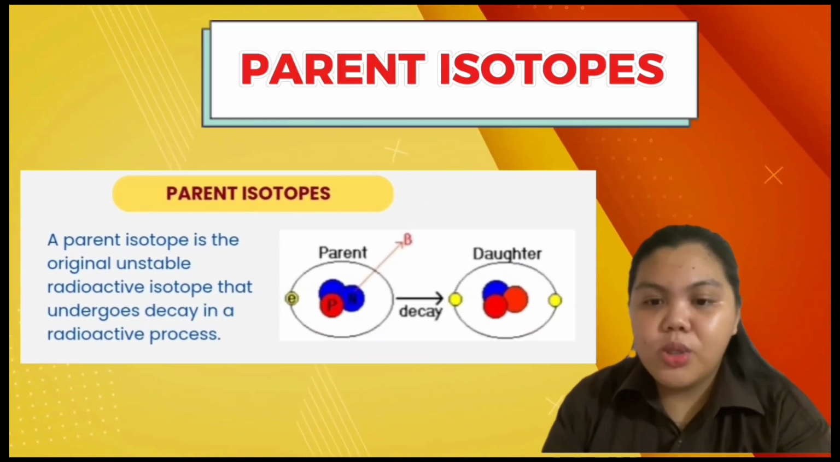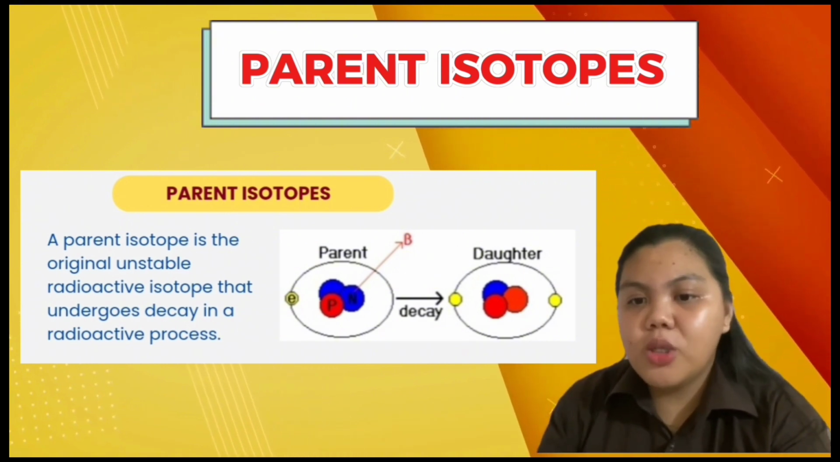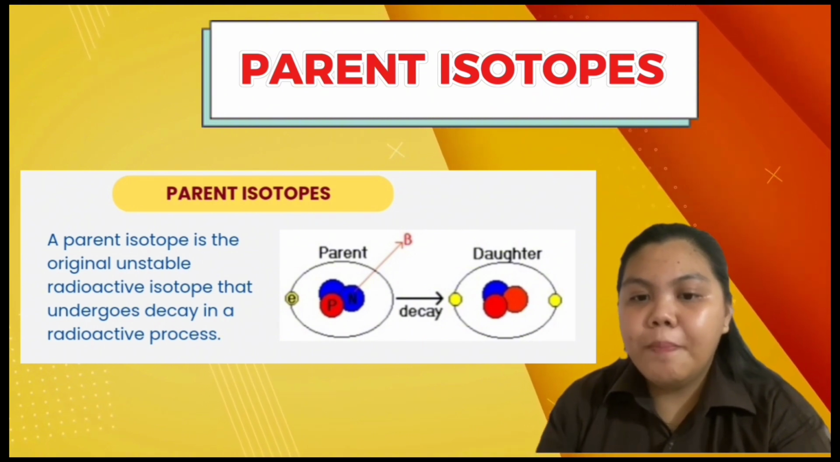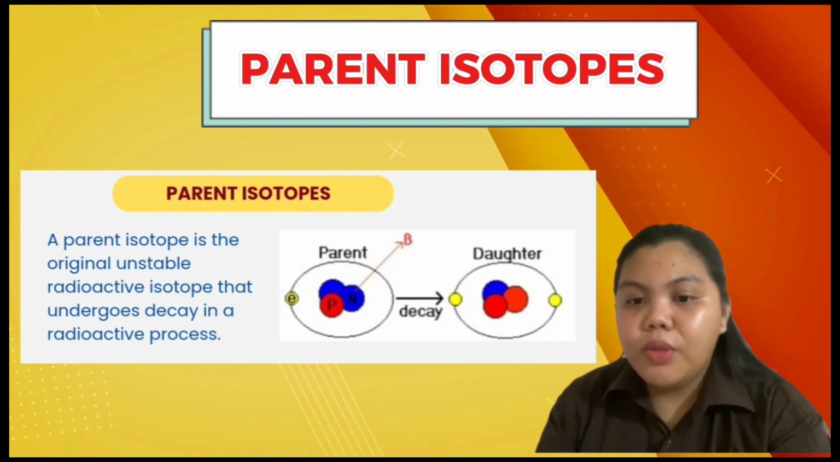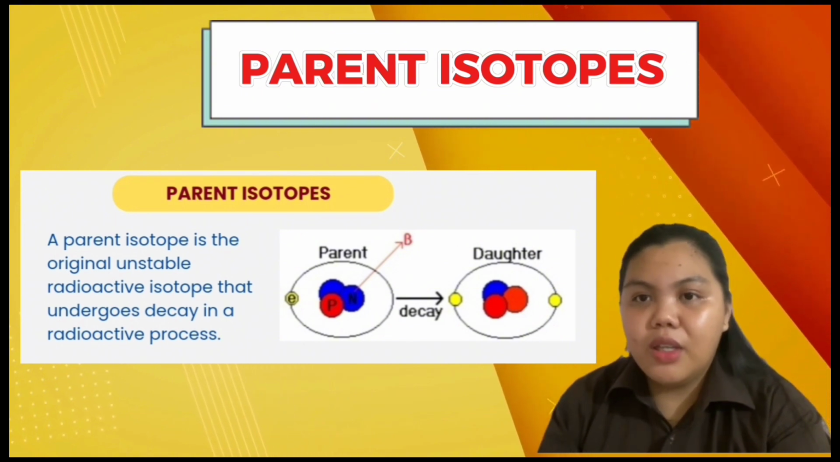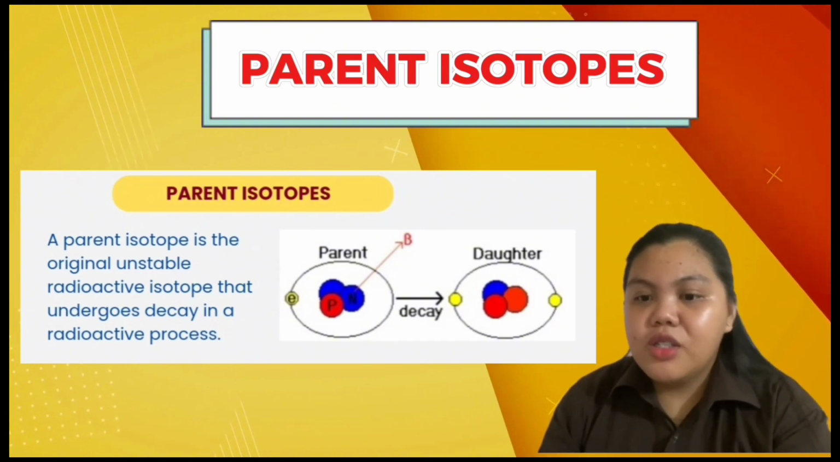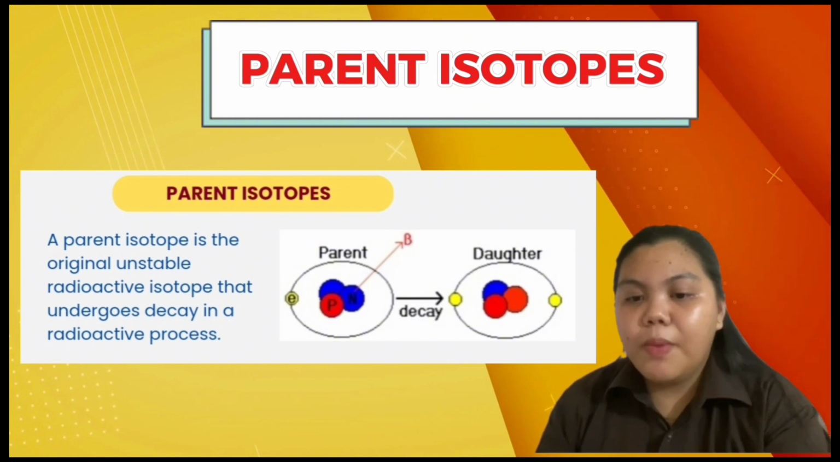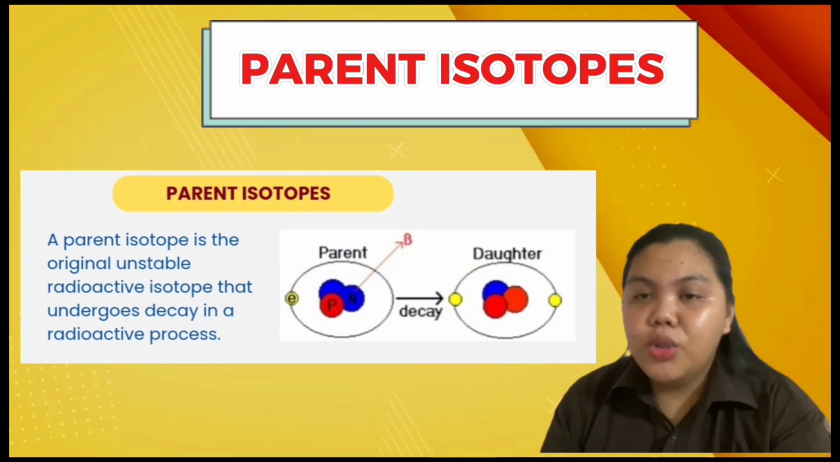In line with the radioactive decay series are the parent isotopes. What is a parent isotope? A parent isotope is the original unstable radioactive isotope that undergoes decay in a radioactive process. The parent isotope transforms into a daughter isotope, which may be stable or may further decay if it's still radioactive. One of the examples that I mentioned earlier is uranium-238, the parent isotope in its decay series, eventually becoming lead-206.